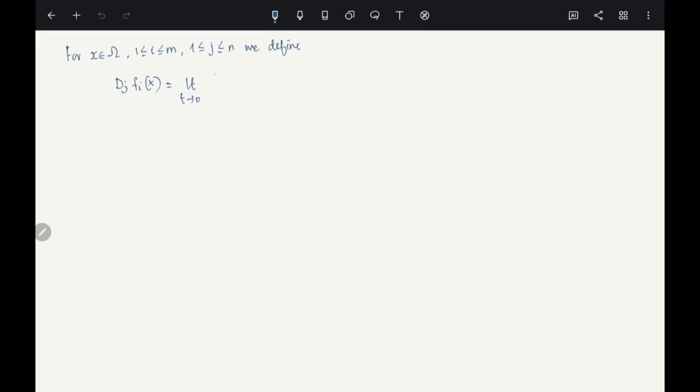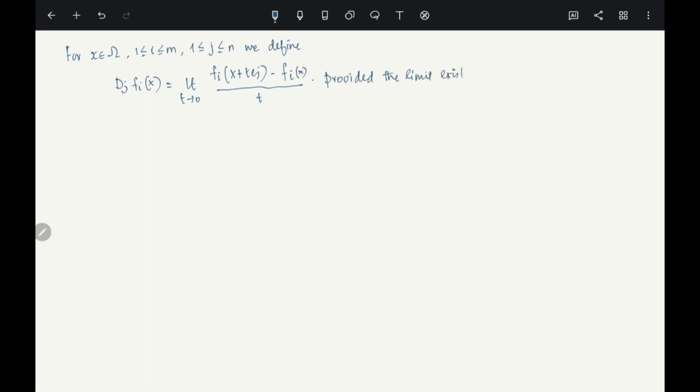Okay, so this is defined by the limit of f_i of x plus t e_j minus f_i of x, divided by t. So you see I am looking at how f is changing in the jth direction, provided the limit exists, of course. So you do understand what I am trying to say.